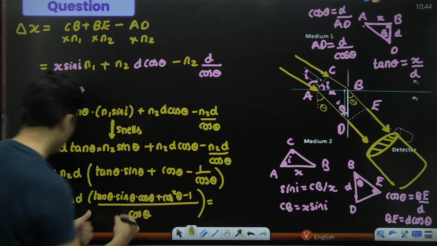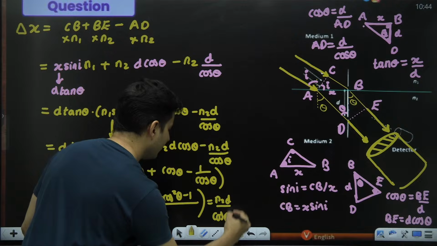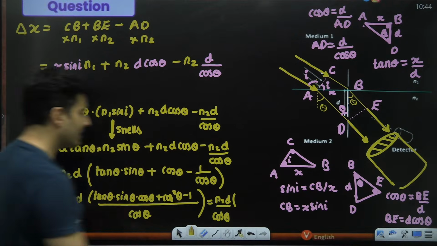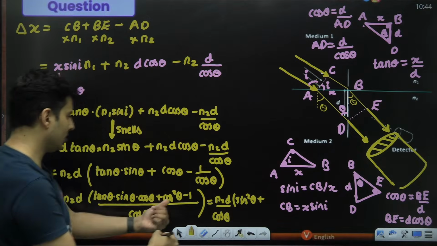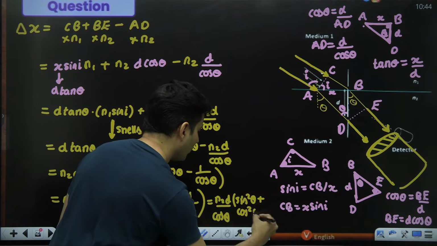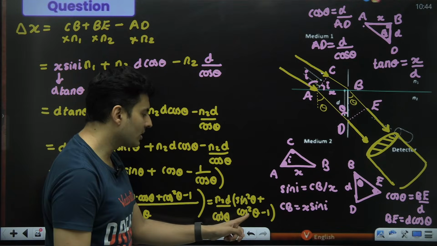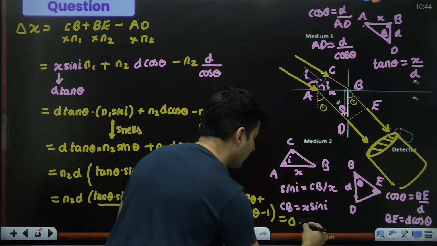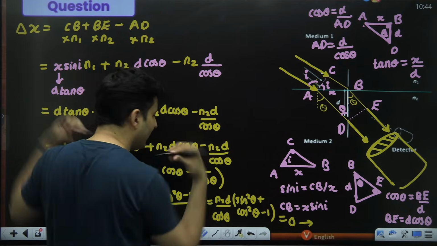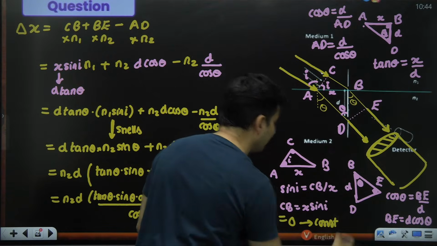So this will become N2d by cos theta multiplied by sine square theta plus cos square theta minus 1. Sine square plus cos square is 1, so 1 minus 1 is 0. If it is 0, it just means the path difference, no matter what you do, is 0. So it is definitely going to be a constructive interference.